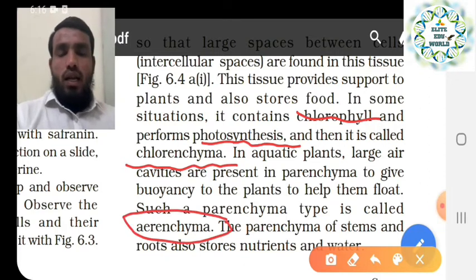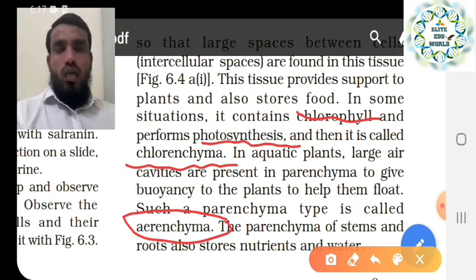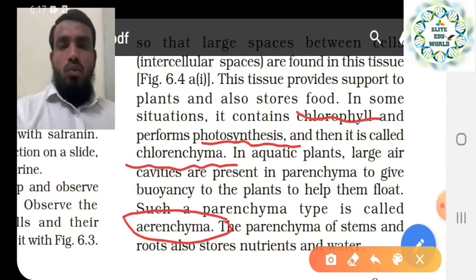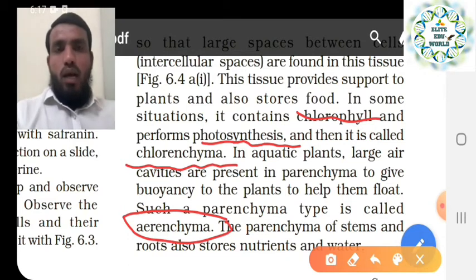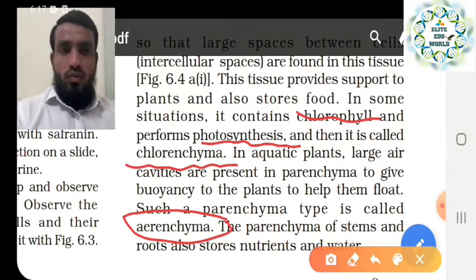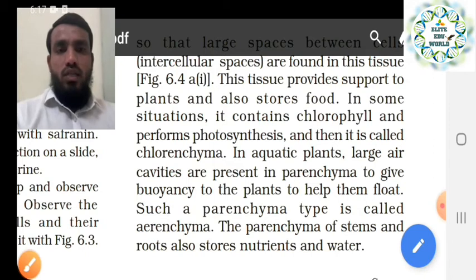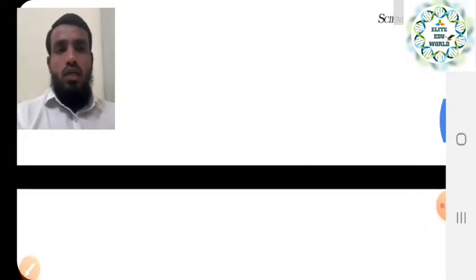So this is aerenchyma, a type of parenchyma, but if the plant is present in water, an aquatic plant, it has more air cavities, so it is given the name aerenchyma. Right? The parenchyma of the stem and root also store nutrients and water. So if the parenchyma is present in the roots, it also helps to store food and water. Especially, the function of these parenchyma cells is providing strength and storing food. So this is the very first type of simple permanent tissue, that is parenchyma.